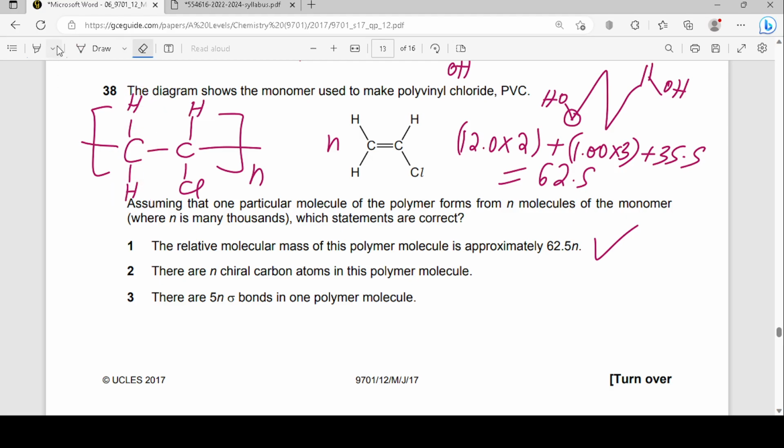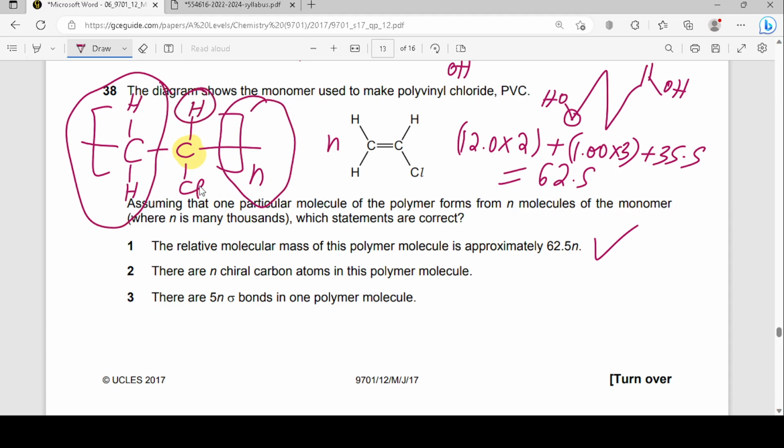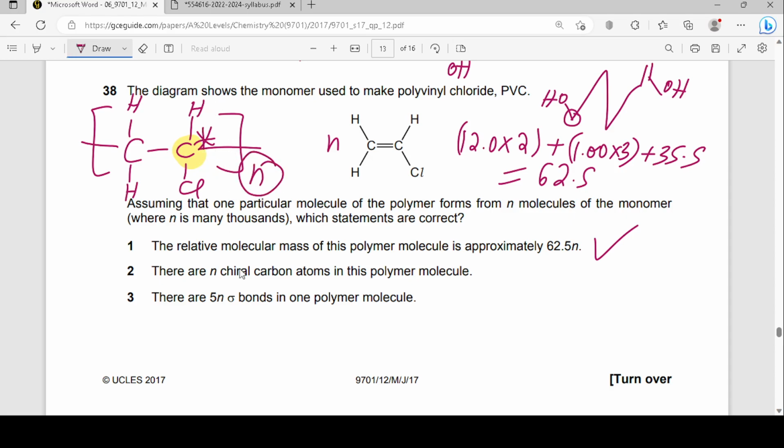But the other carbon atom does seem to be chiral, because this carbon atom has this group attached, and on the other side it has another, different group attached, and it has one H atom and one Cl attached. So it has four different groups attached with single bonds, and so it must be a chiral carbon atom. I will mark it with an asterisk. For every one repeat unit of this polymer chain, I have one chiral carbon atom, and there are n repeat units. So yes, I will have n chiral carbon atoms. I hope that makes sense. But yeah, 2 is right for that reason.